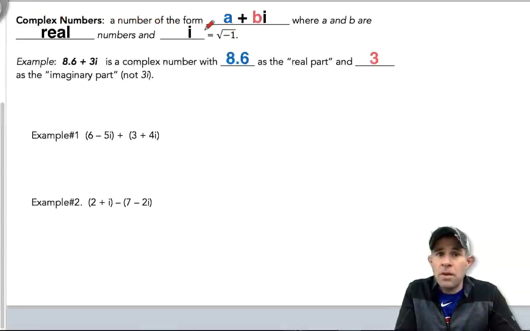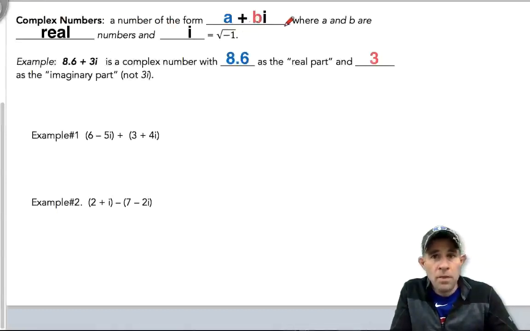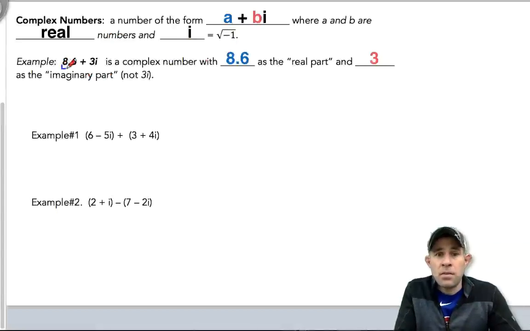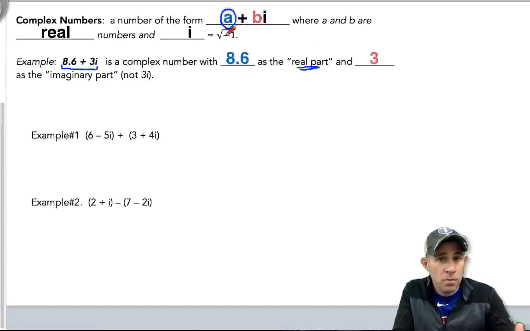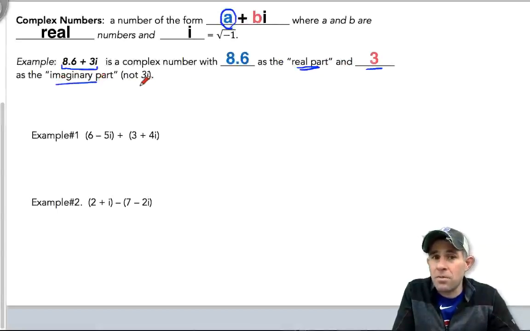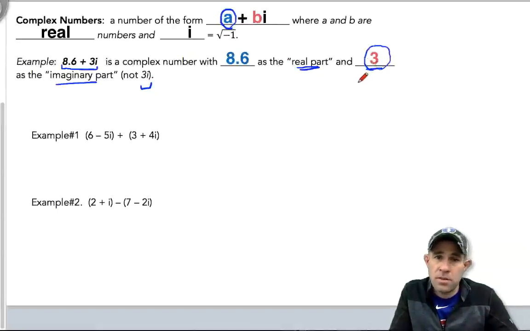A complex number takes on this form a plus bi, where a and b are real numbers and i represents the square root of -1. So take this complex number, for example, 8.6 plus 3i. 8.6 represents the real part. In other words, a, this number that stands alone, represents the real part of that complex number, and 3 represents the imaginary part. Now, it's important to note that it's not 3i. i represents the square root of -1. It's just 3 that represents that imaginary part.